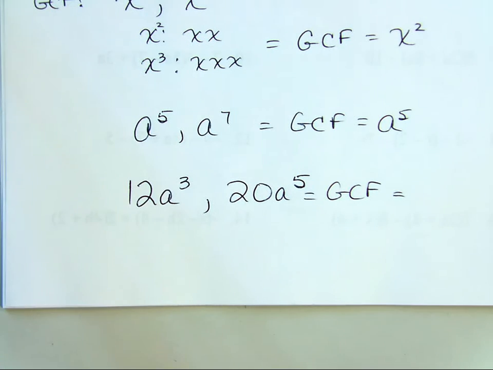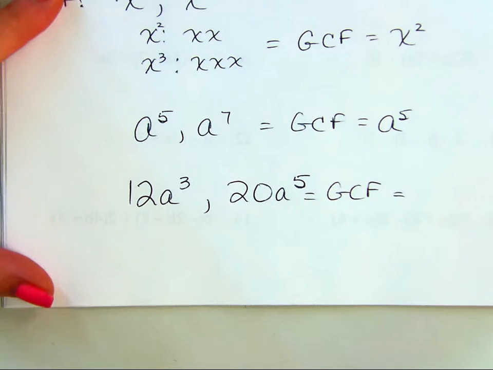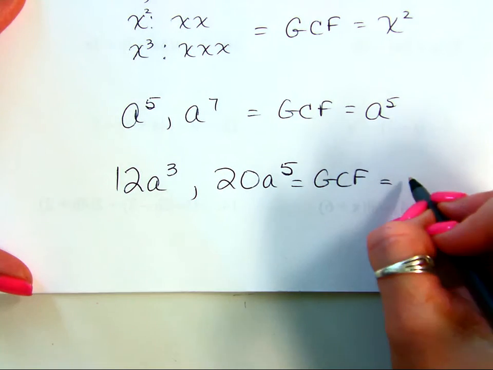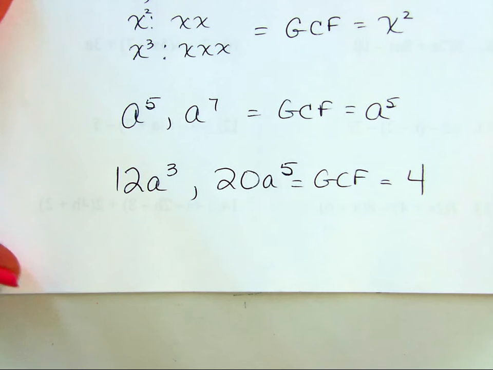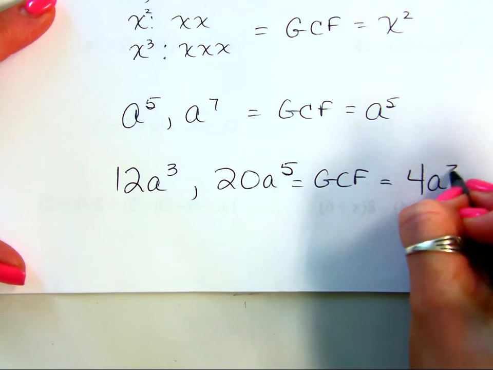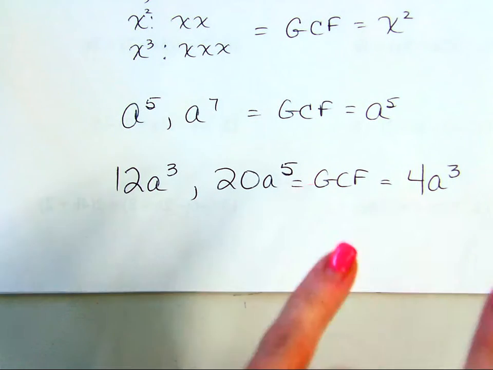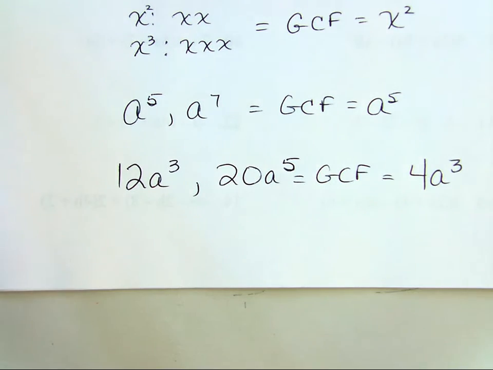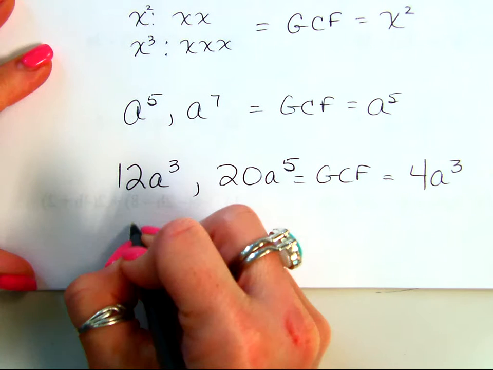the GCF, we combine it. We would do the number and the exponent part of it. So what is the GCF of 12 and 20? 4. And the GCF of a to the 3rd and a to the 5th? A to the 3rd. So the biggest I could pull out of both is a 4 and an a to the 3rd, right?